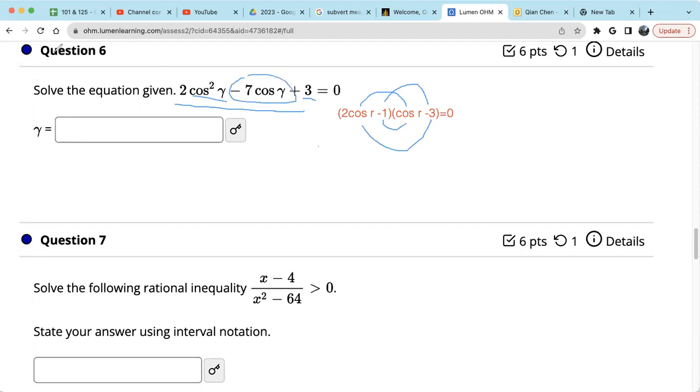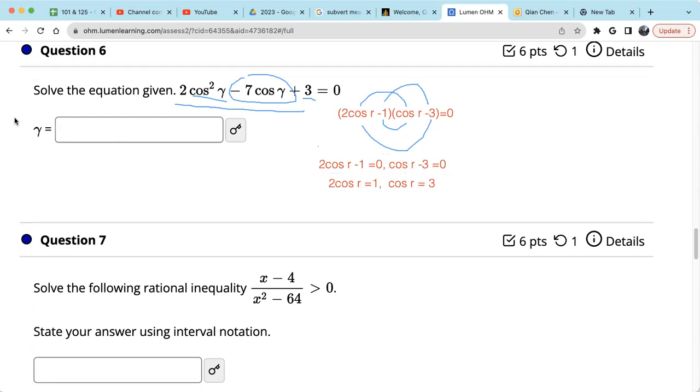Okay, once you have the factored form equal to 0, you use the zero property. The zero property says that when the product of certain things equals 0, each factor can be 0. So 2 cosine gamma - 1 can be 0, and cosine gamma - 3 can be 0. Let's see the first one. Move -1 to the other side, we have 2 cosine gamma equals 1. And the other one, we have cosine gamma equals 3.